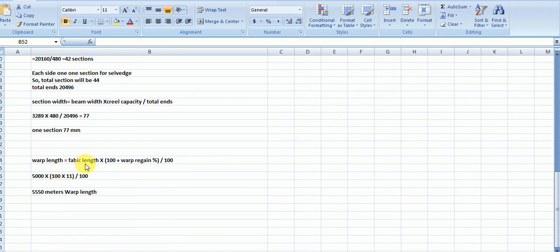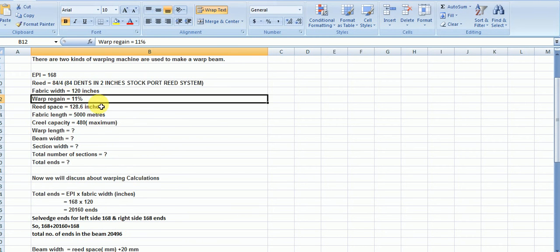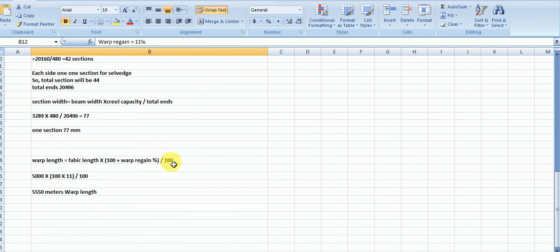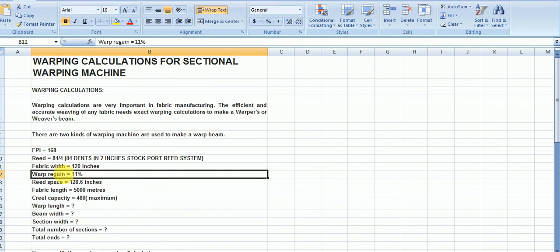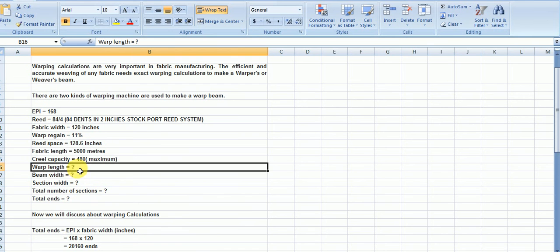So then the warp length. Fabric warp length is equal to fabric length multiplied by 100 plus warp regain. Warp regain, how much percent have we taken here? You just check it. 11% we have taken, so 11% divided by 100. For fabric length, actually, what we want is 5000 meters. But how much warp length do we have to take? How much length can we make on warping, so that we get the 5000 meters?